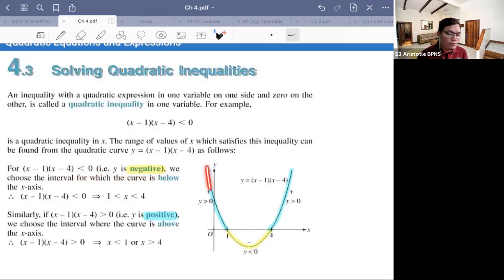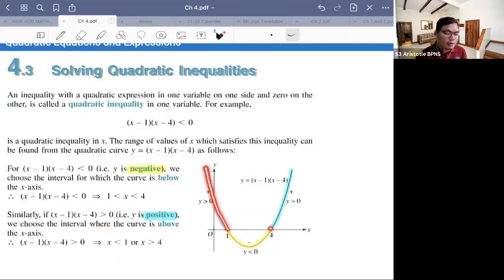So when you graph your curve, the solutions only lie on the negative side of the y-axis. You see the yellow highlight? So your solutions will only cover from here up to here, because your inequality is less than 0. However, if it's greater than 0, we should shade this part right here.